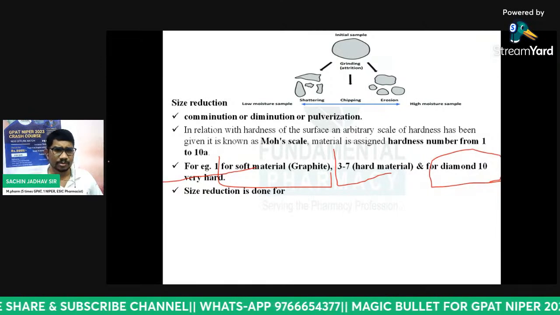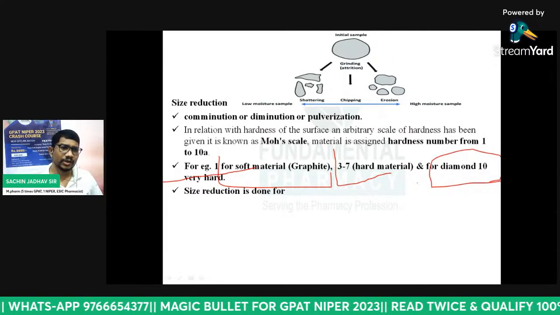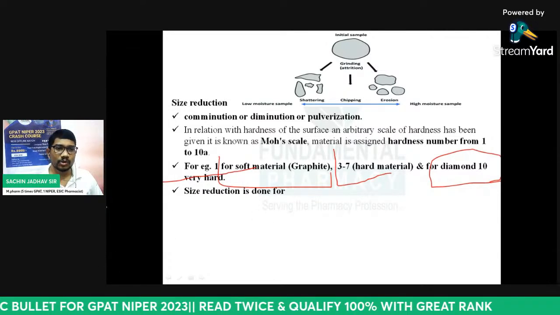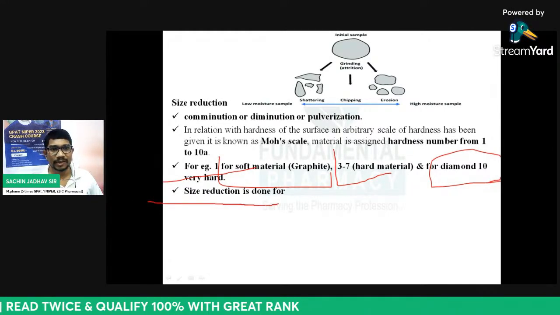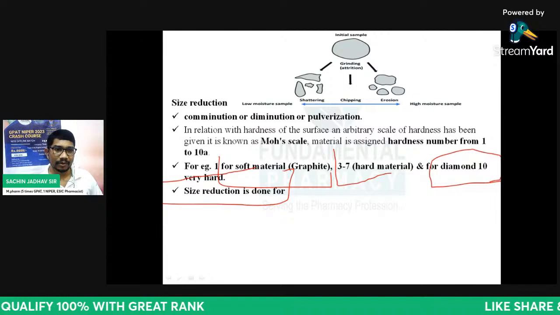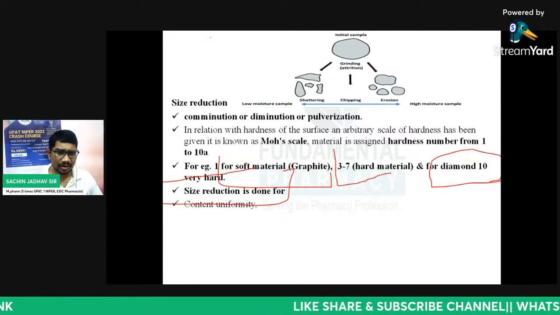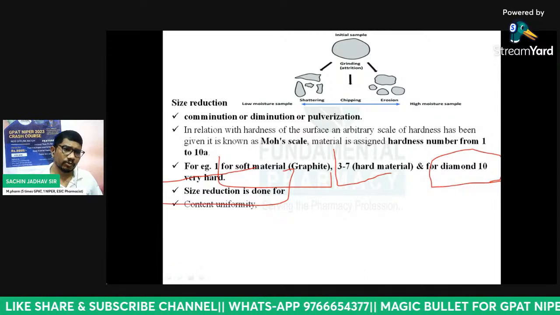Now what is the reason of size reduction? Why do you need to do size reduction? Why do you need to decrease the particle size of the original material? आपके पास में ओरिजिनल कुछ सैंपल है, ओरिजिनल कुछ मटेरियल है, उसका साइज आपको डिक्रीज करना है, आपको उसको ब्रेक करना है. Why? What is the reason of size reduction? Size reduction is done for different reasons. सबसे पहला रीजन है कंटेंट यूनिफॉर्मिटी. So size reduction is done for content uniformity.